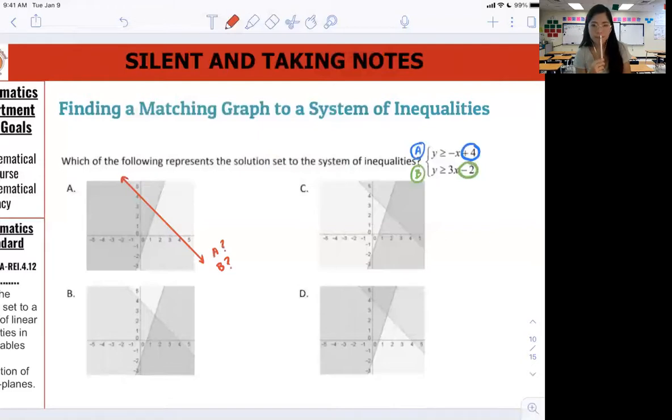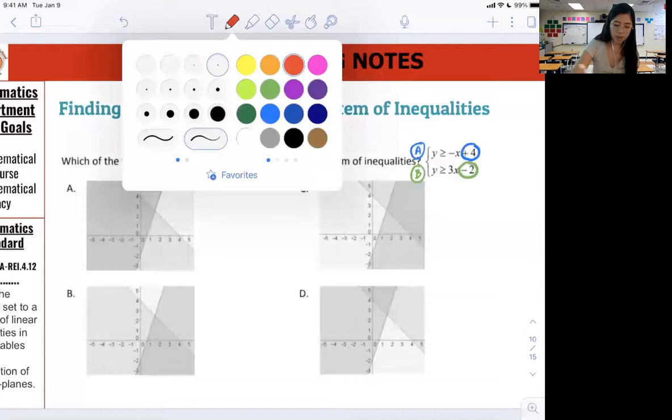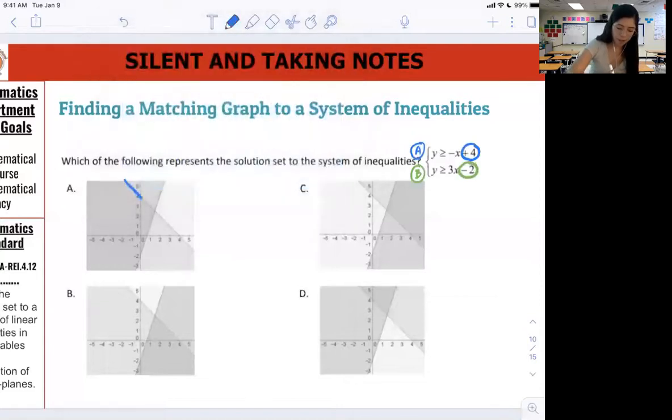Good, and that's because that one passes through the +4. Does that make sense? Does anyone need me to explain that one more time? No. I'll do it again if someone wants me to do it again. Okay, good. So on every single graph, now I know that this one is A.